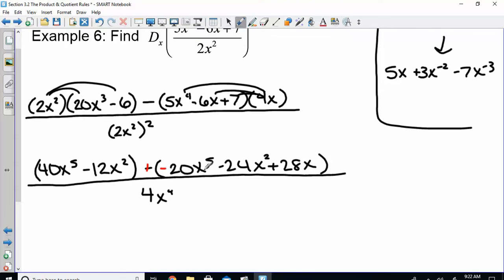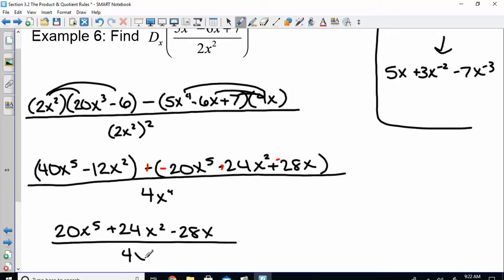So if we clean this up, we would have to distribute this negative. So 40 minus 20 is 20x to the 5th. Negative 12x squared and positive 24x squared is 24x squared minus 28x over 4x to the 4th. What could you do to all of these? Everything here is divisible by a 4, and we could also cancel out an x.